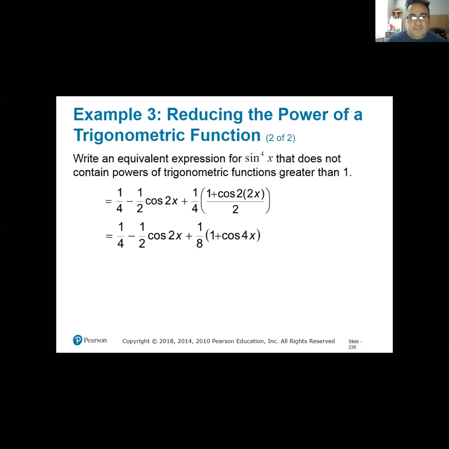Got that? And then I have what? That 1/8 I need to distribute to both terms. So that's going to give me 1/4 minus 1/2 cosine of 2x plus 1/8. And then once I distribute to the other side, it's going to be 1/8 cosine of 4x. And the last thing is to combine my 1/4 and my 1/8, which is going to give me 3/8. So I have 3/8 minus 1/2 cosine of 2x plus 1/8 cosine of 4x.